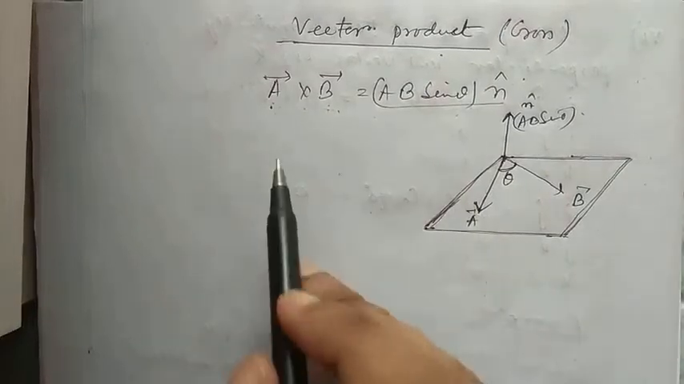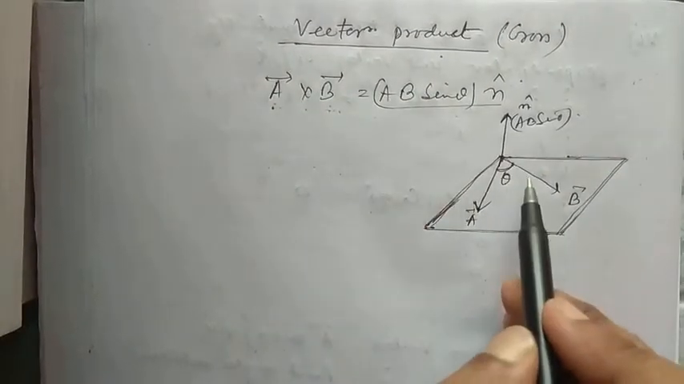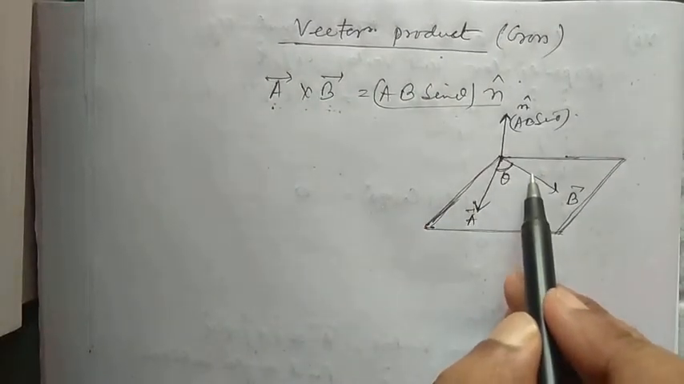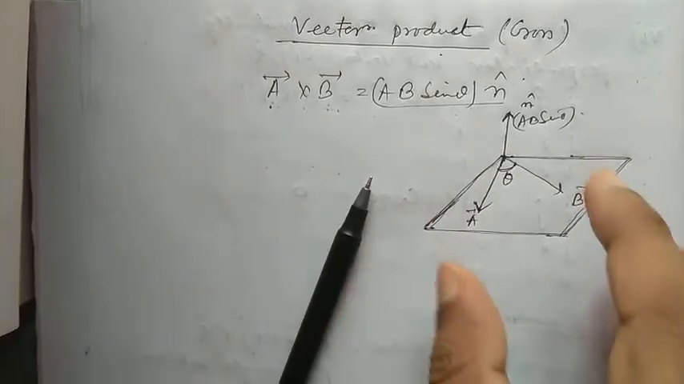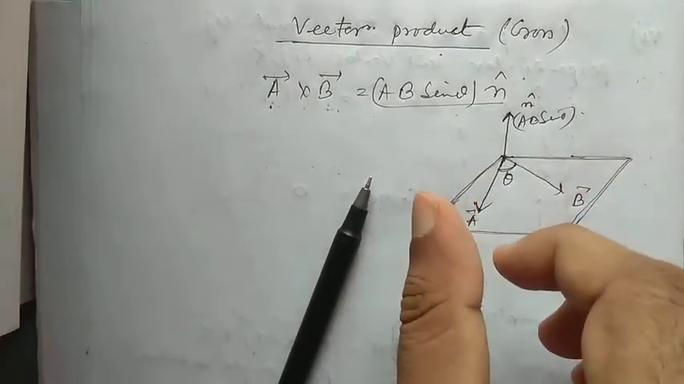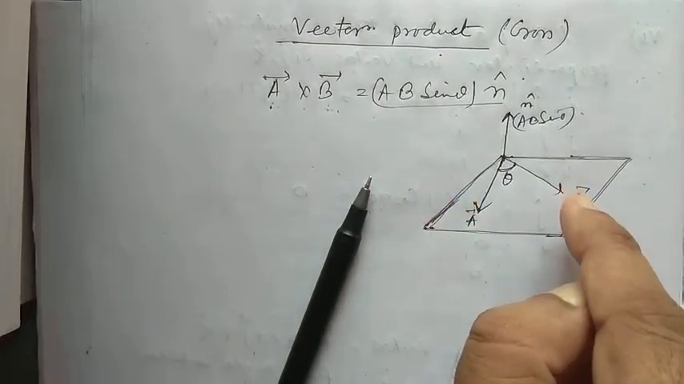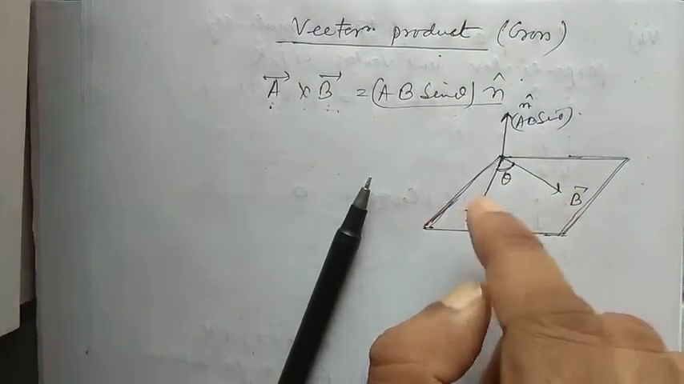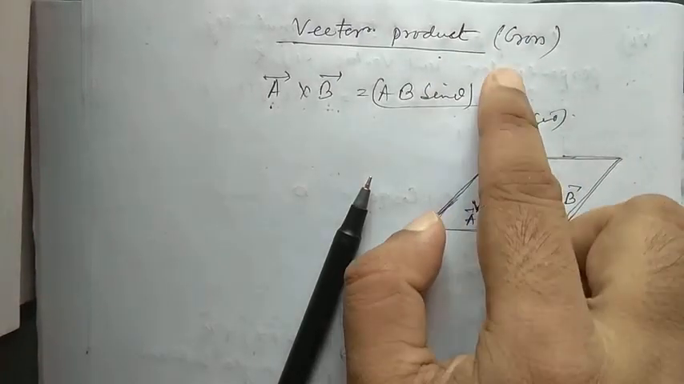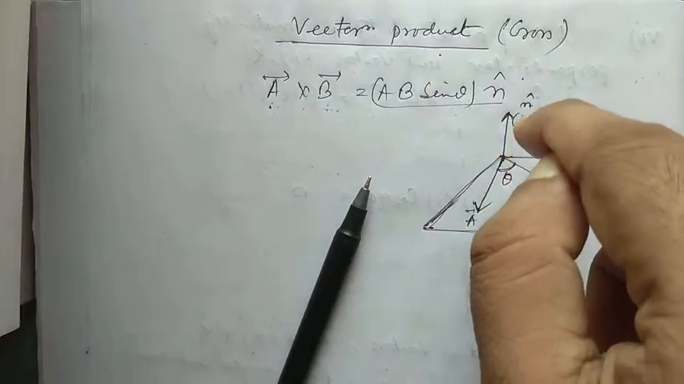If it was B cross A, then we would have moved from B towards A. That means in this fashion, B towards A. Now if this is A and this is B, then the direction of this vector will have to be downwards.